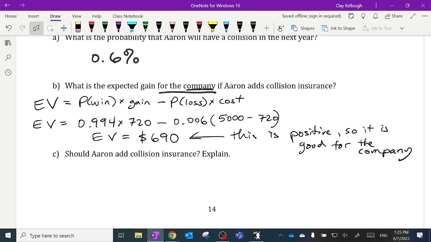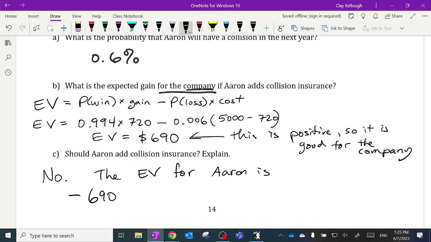Look at what the math is telling me. I'm going to say that the answer here is no. Okay? The expected value for Aaron, the kid's name was Aaron, right? Yeah, Aaron, is negative $690. I should put a dollar sign on that. So from his perspective, this isn't a good deal. Of course, all insurance mathematically is not a good deal for you, but you have to weigh the risk and what is your ability to replace anything that you have lost if you don't have it insured.